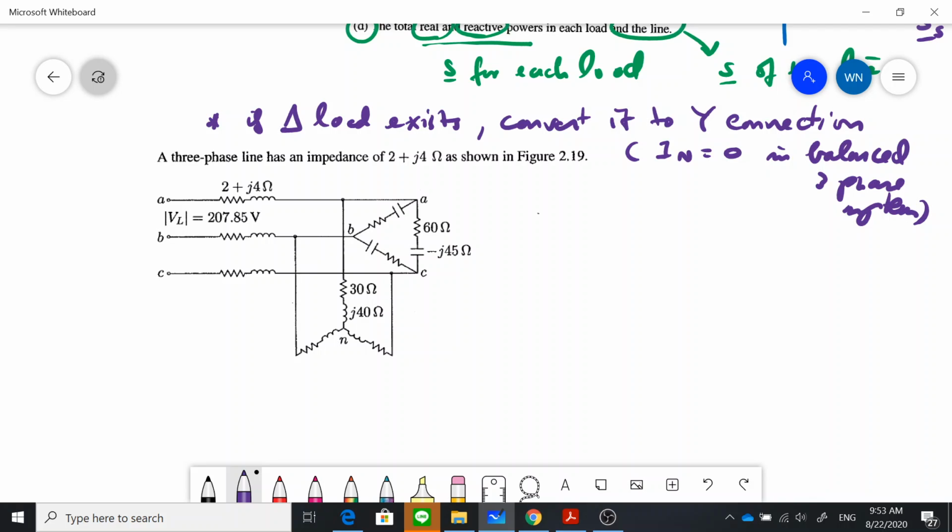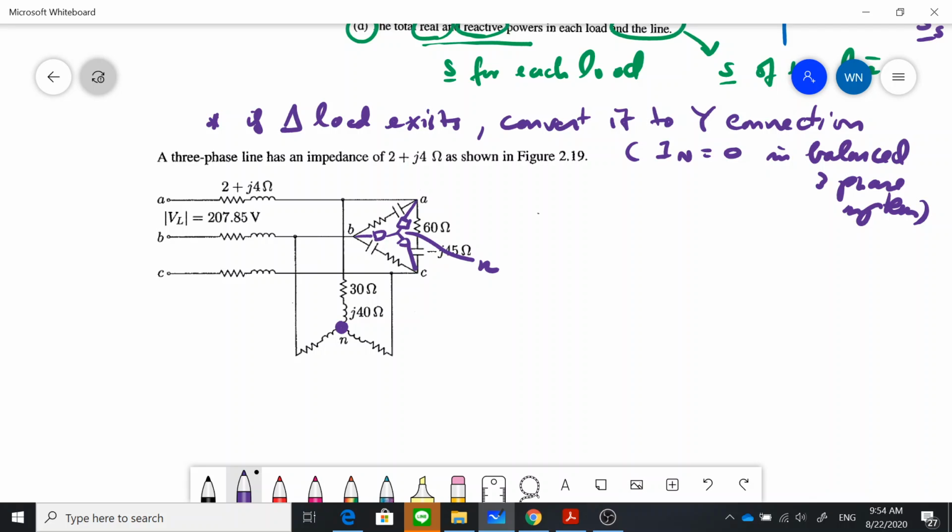Now you can see that you have one delta load here. You need to convert this delta to the star or Y connection. For the Y connection you need to have the neutral point like this. When you convert this, it would look like this after the conversion. So this is the new neutral point, and there is no current flowing through the neutral.